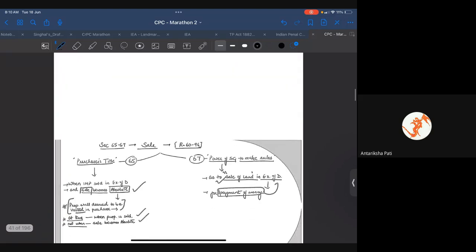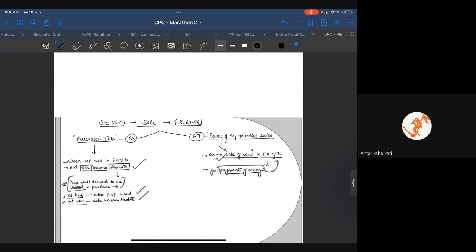Now 65 to 67 talks about sale, that is, the purchaser's right. When immovable property is sold in execution of a decree and the sale becomes absolute, then the property shall be deemed to be vested in the purchaser from the time when the property is sold, and not when the sale becomes absolute. So from that date only, the property will be deemed to be vested, if the immovable property is sold in execution of the decree. Okay, later on the sale may be declared absolute, but whenever it is sold, the property is deemed vested in the purchaser on the date when the sale was made.